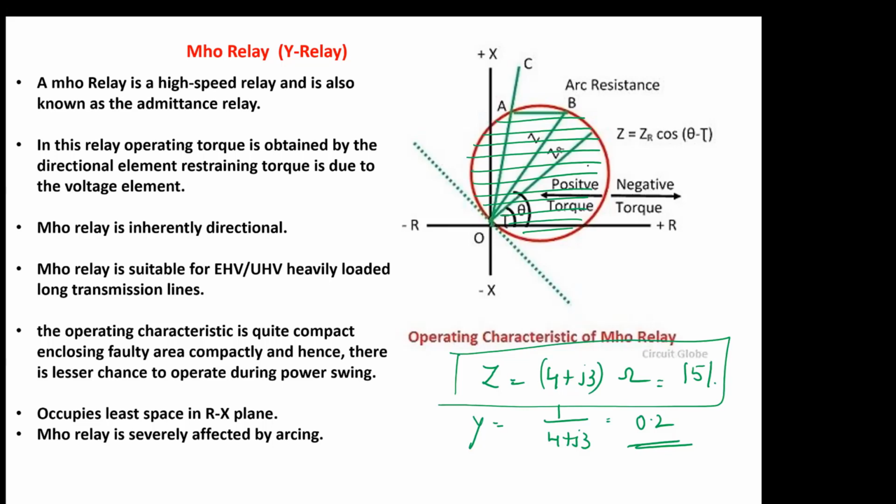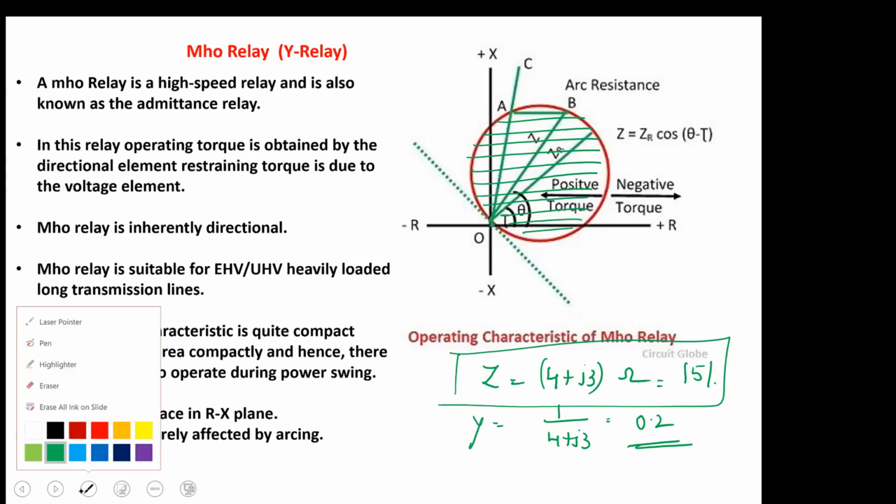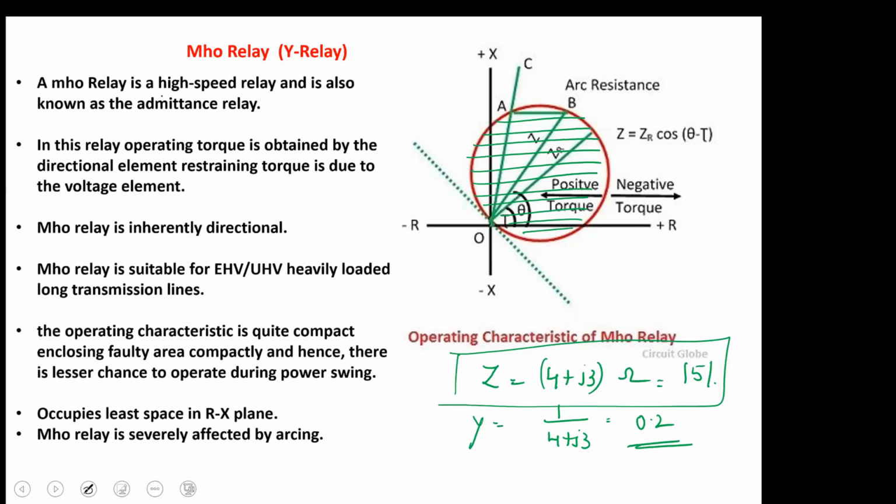Even though the region that the Mho relay occupies is the least, the region occupied by the Mho relay or admittance relay is the least. So inside that circle, the relay will operate. Outside or on this circle, it will not operate. Okay. So Mho relay is the high speed relay. It is the fastest acting relay out of all three. Mho relay is the high speed relay because its operating zone is very, very less.